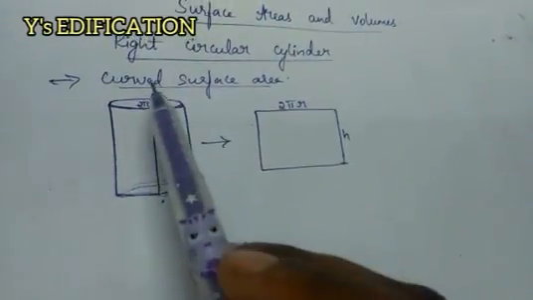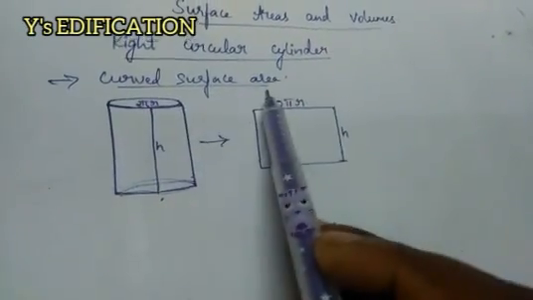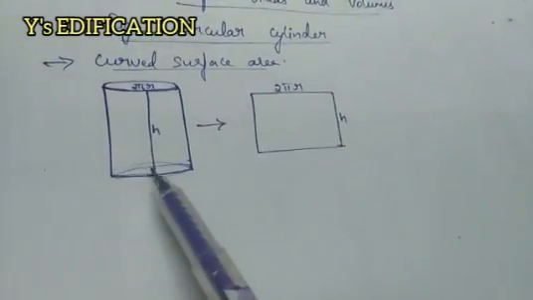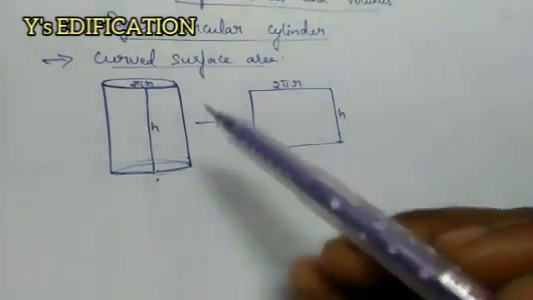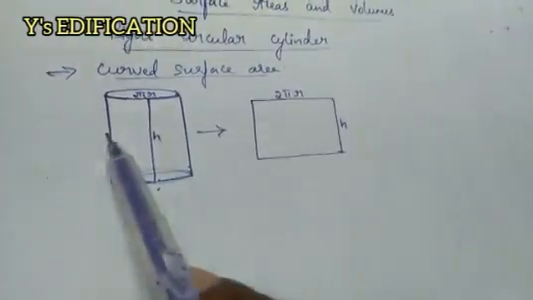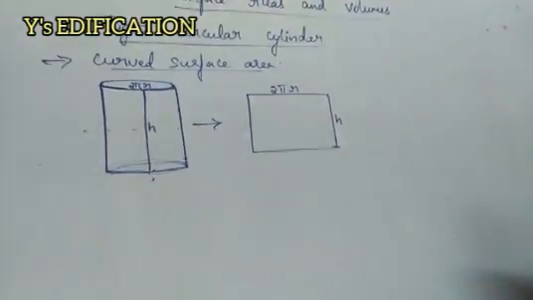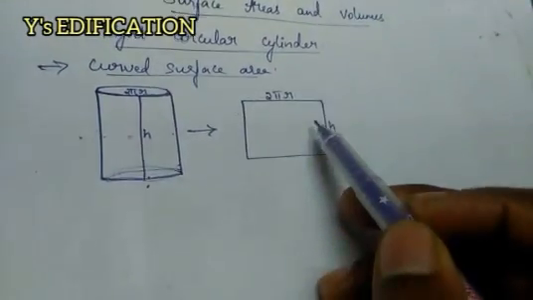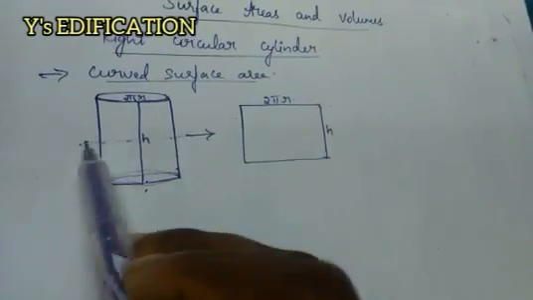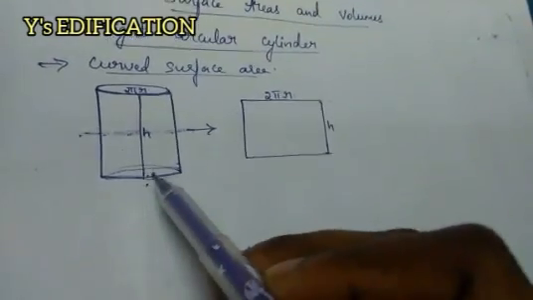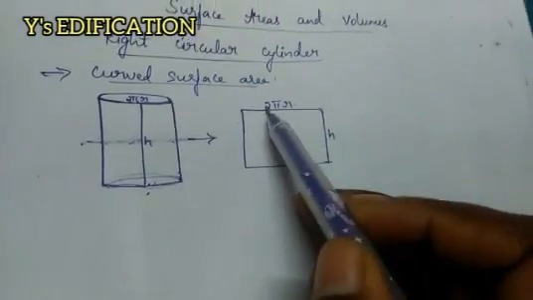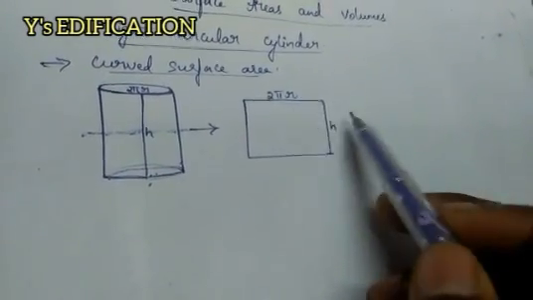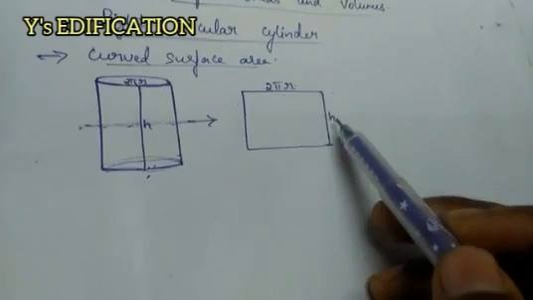Now we have to derive curved surface area. For example, I am going to take the cylinder and fold it into half. So this will be my folded cylinder. What is the base area here? The base area is a circle, so that is 2 pi r. And what is the height? Height remains the same, that is h.